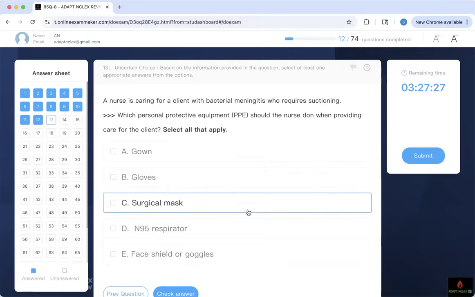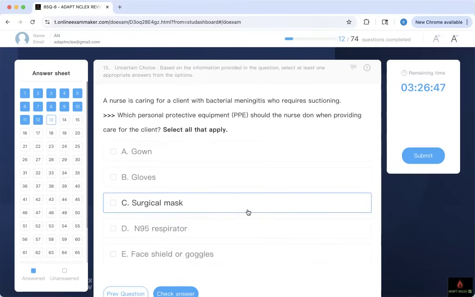Which personal protective equipment should the nurse don when providing care for a client? The nurse is caring for a client with bacterial meningitis who will require suctioning. That's the buzzword. Pay attention to that. Gown, gloves, surgical mask, N95, face shield, or goggles. What do you think? Which one would you pick? If you know only one, just pick it. I know you watch Adapt and Class, so you get the right answer. So pick all the answers so that you can get all the points.